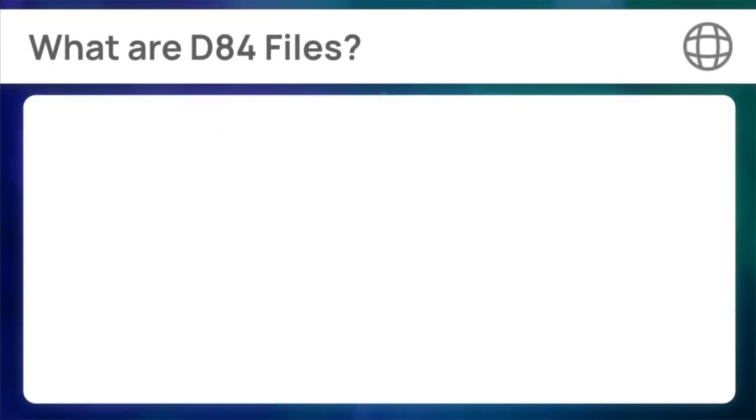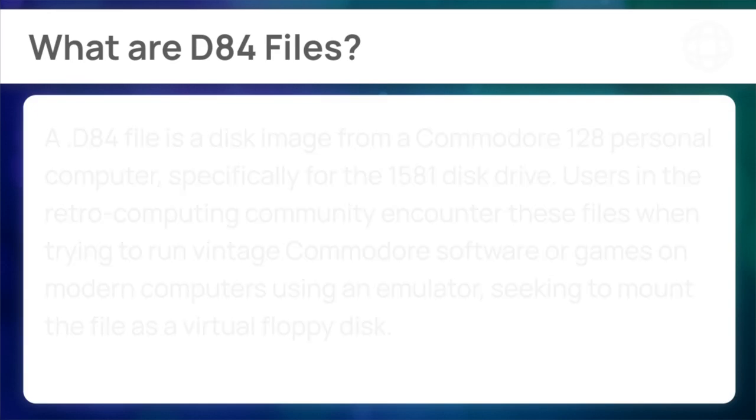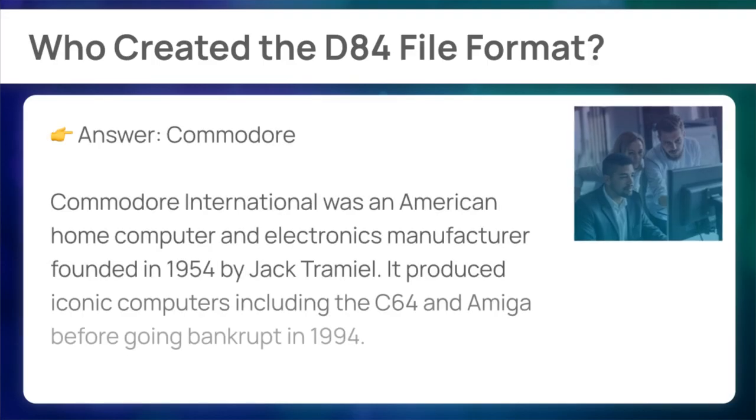A D84 file is a disk image from a Commodore 128 personal computer, specifically for the 1581 disk drive. Users in the retro computing community encounter these files when trying to run vintage Commodore software or games on modern computers using an emulator, seeking to mount the file as a virtual floppy disk.